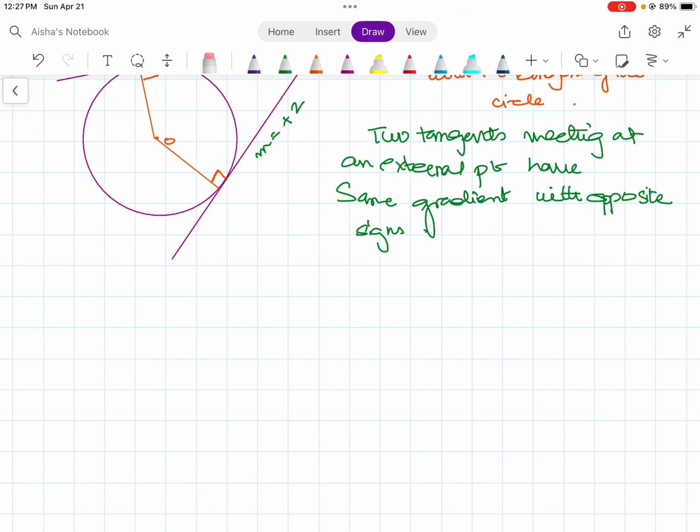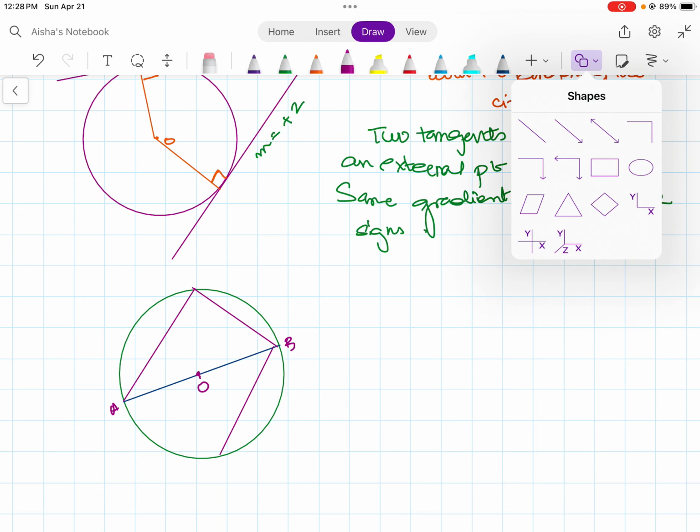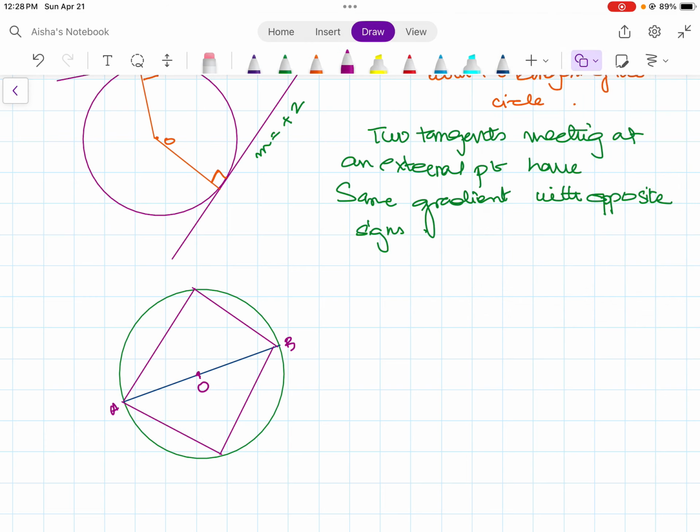Now the next most important concept is that if this is a circle and this is the diameter, the endpoints of the diameter make 90 degrees with the circumference of the circle. 90 degrees, 90 degrees, 90 degrees.